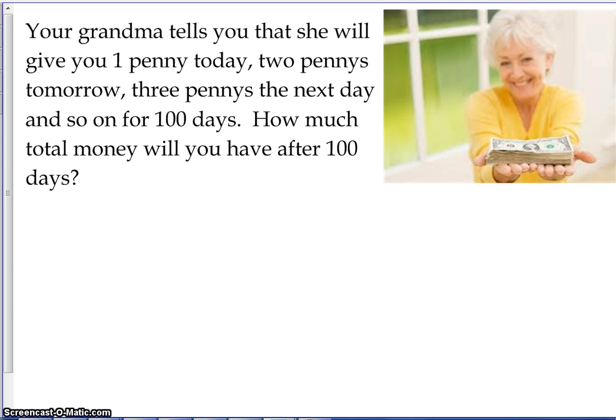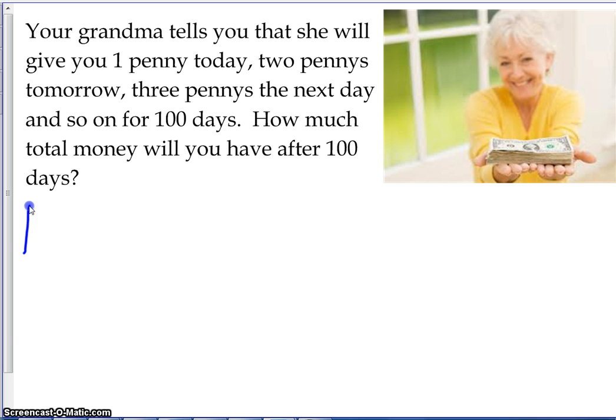So here we have a nice problem. Your grandma tells you she's going to give you a penny today, 2 pennies tomorrow, 3 pennies the next day, and so on for 100 days. How much money will you have after 100 days? And my challenge would be, how fast can you solve this? I want it fast, fast, fast. And I want you to do it another way other than going 1 plus 2 plus 3 plus 4 plus 5 all the way to 100. So let's talk about this.